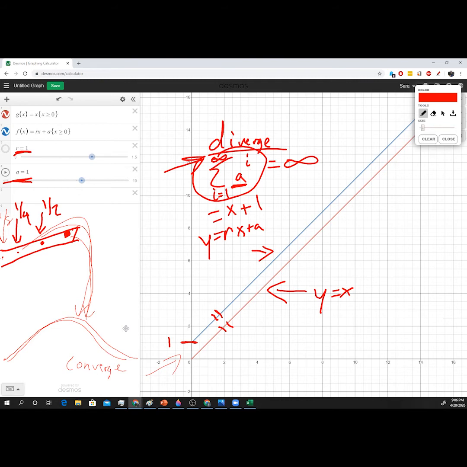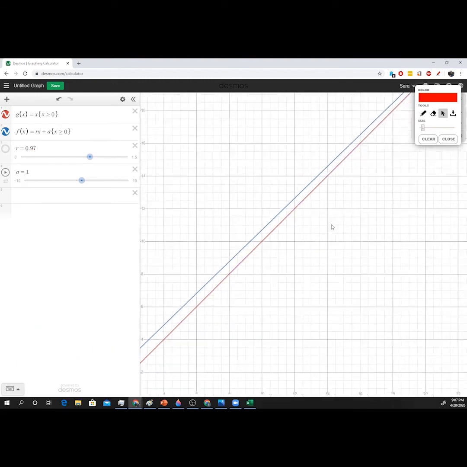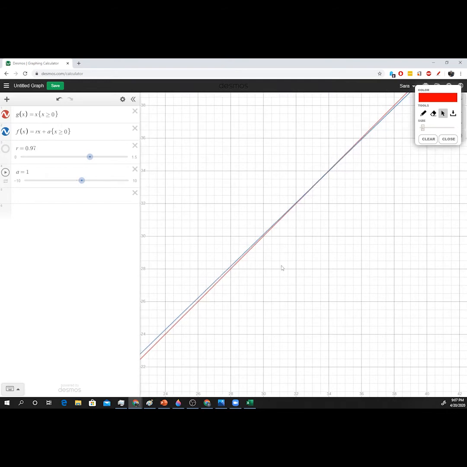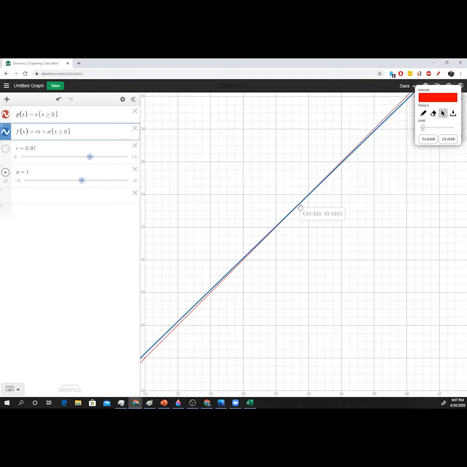Here, though, I have fractions that keep getting smaller and smaller and smaller. So what that means here is your rate has to be something less than 1. Once you make it anything less than 1, you can see here that your lines are going to converge at a certain location.